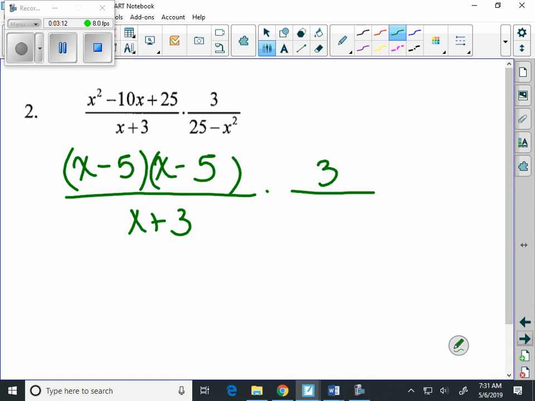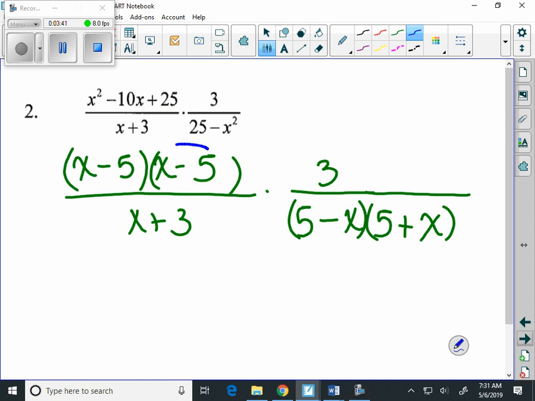And then in the second fraction, in the denominator, we've got 25 minus x squared. Well, 5 times 5. X squared is x times x. And the difference between two squares, different signs. And as we take a quick look on this particular problem, not much factors. But the thing that we can notice here is that we've got an x minus 5, and we've got a 5 minus x, and they're almost the same thing.